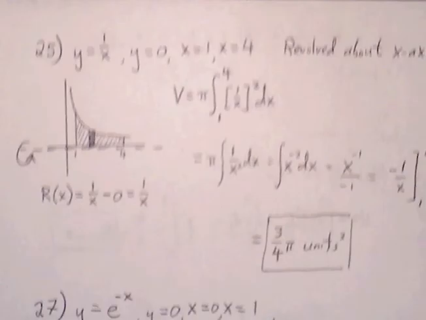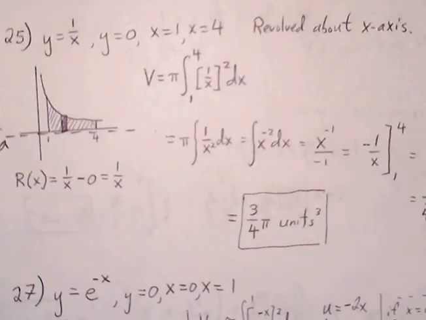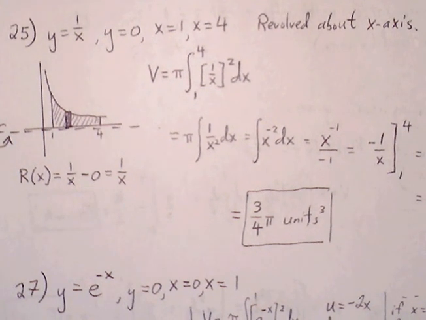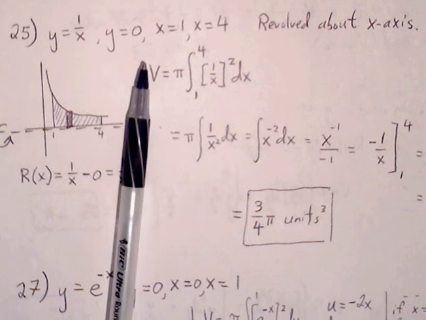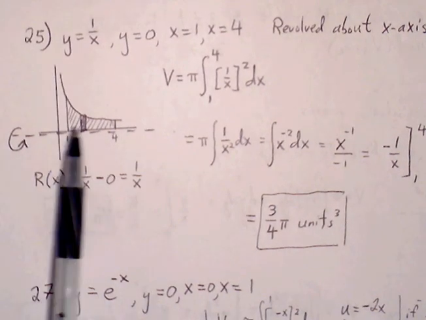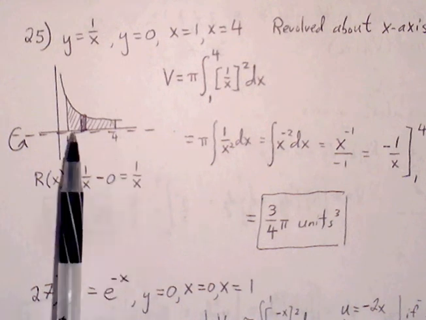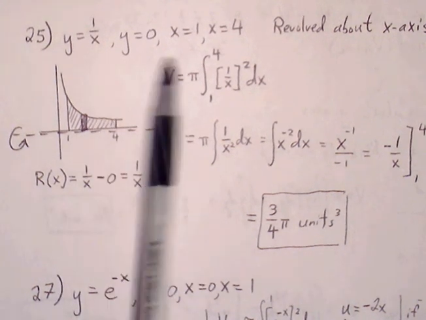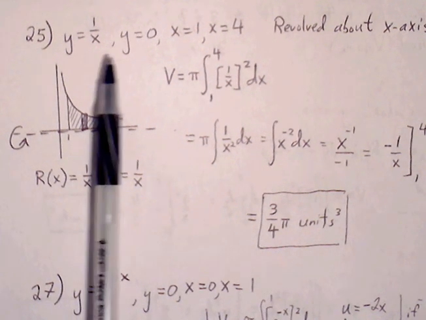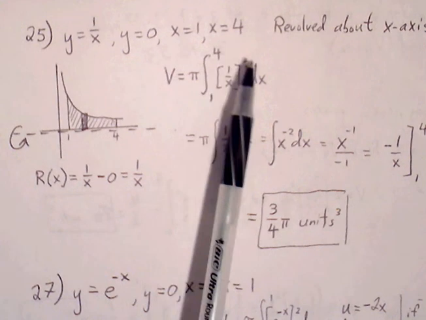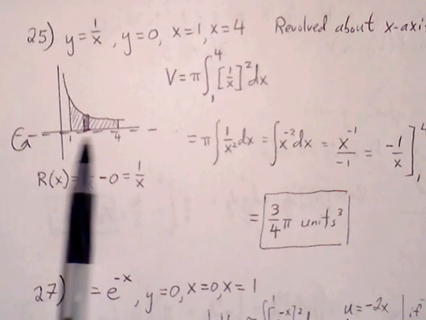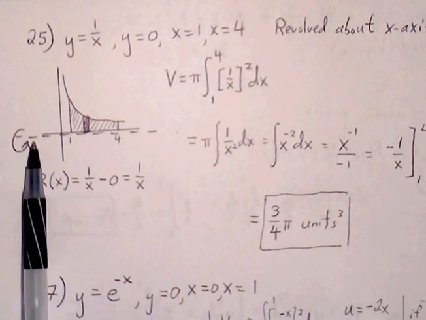Okay, so 25 from 7.2, we have y equals 1 over x, y equals 0, x equals 1, and x equals 4, revolved about the x-axis. So again, we have our graph, our y equals 0, x equals 1, x equals 4. We have the shaded region here. Notice that the shaded region has portions of the lines and graph contributing to the boundaries. We have the x-axis being the axis of revolution. This is the center of our graph.